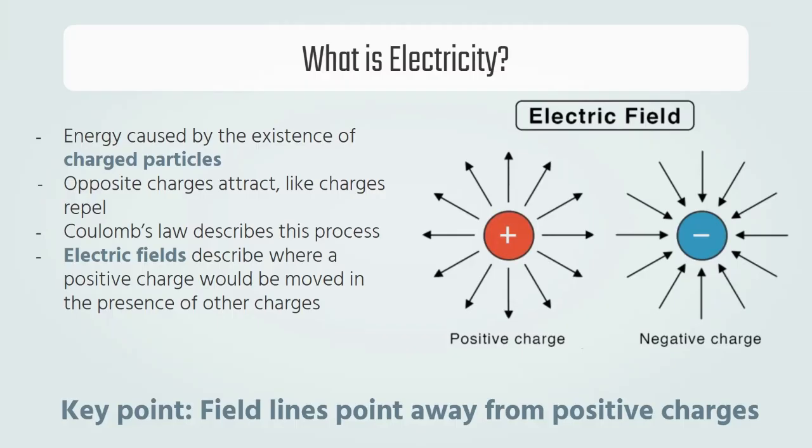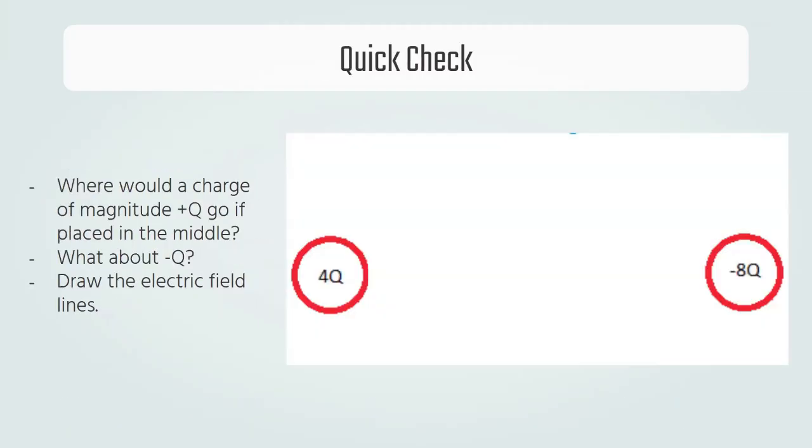Field lines point away from positive charges. So as a quick check, where would a charge of magnitude plus q go if it was placed in the middle? The answer is, of course, towards the negative 8q charge, as it's attracted to the negative charge and away from the positive charge. And what about a charge of minus q in the middle? Well, it would go towards the positive 4q charge, towards the left, because it's attracted to the positive charge and pushed away from the negative charge.